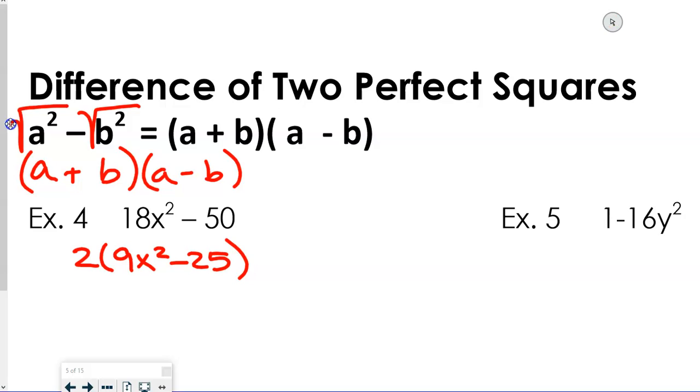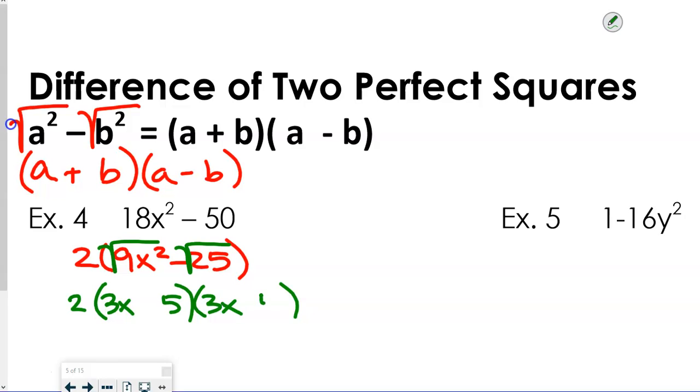So what we're going to do now is take the square root of both of these numbers, the 9x squared, that's going to give us 3x, right? And the 25, that's going to give us 5. We're going to bring our 2 down, and then we're going to put those numbers in two sets of parentheses. And again, because there's a minus between them, we're going to put a plus and a minus here. Because they're two perfect squares with a minus between them, take the square root of both, drop them in the parentheses, put a plus and minus between them.